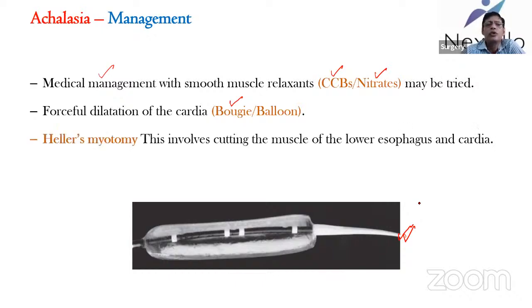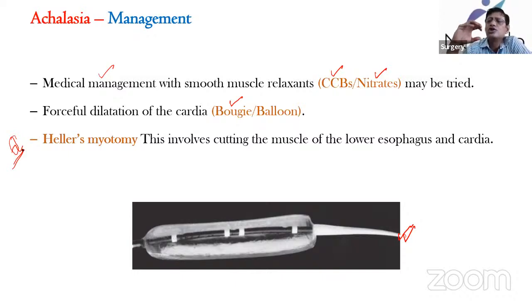Then we may also go with the Heller's myotomy. Actually, Heller's myotomy is the management of the achalasia. In Heller's myotomy, what we do over here, before that, just a little bit of anatomy. In esophagus, we have the circular muscle fibers and we also have the longitudinal muscle fibers. Longitudinal goes down like this and the circular surround the esophagus, and ultimately the peristalsis happens because of them.